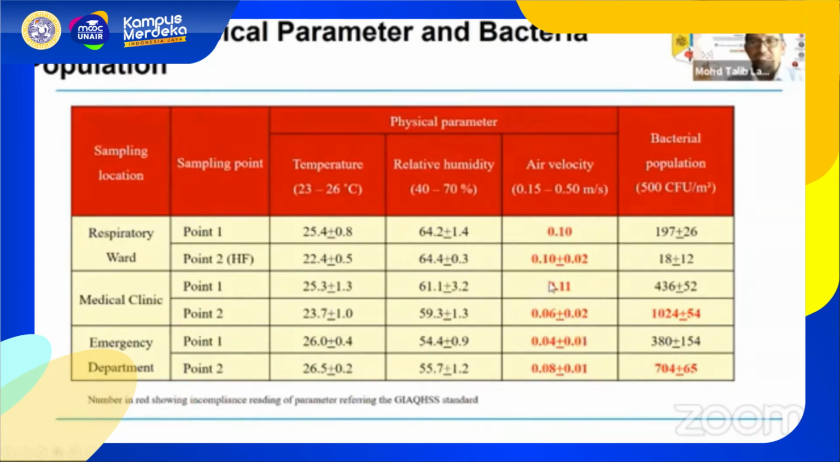Because of this poor ventilation system, we found a high number of bacterial populations. For example, the medical clinic is more than 1,000 CFU per cubic meter, and the emergency ward is more than 700, more than 500. So the air velocity in our hospital is not very good.